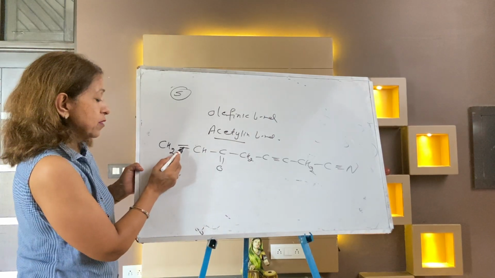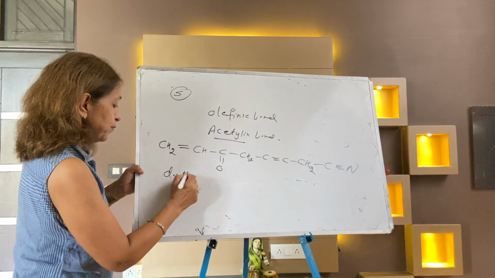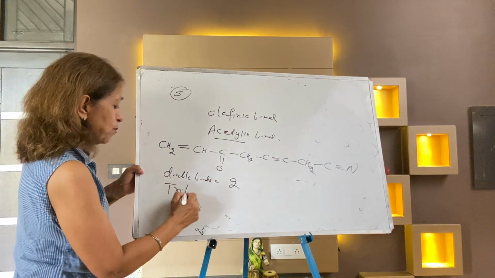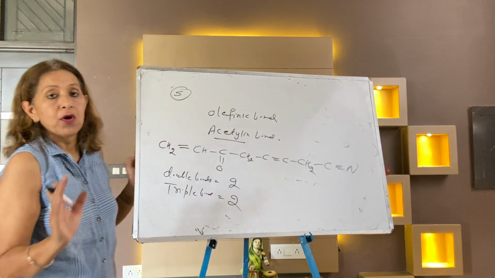You can notice there is a double bond 1, double bond 2. Write down: double bonds are 2 and triple bonds are also 2.